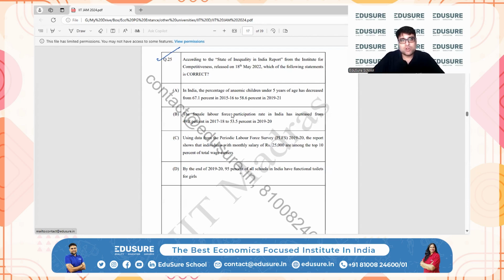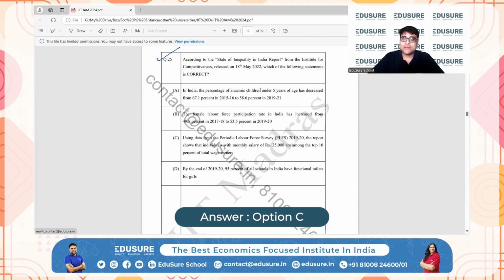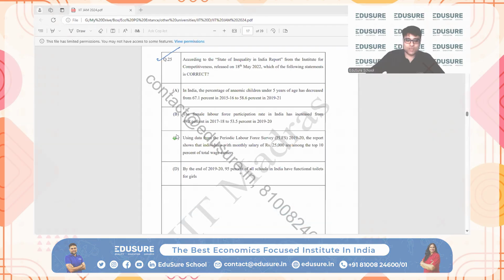Total female labor force participation 53.5%, 49.8. That's insane. That's impossible. Okay. Even the percentage of anemic children, that has increased. It's not decreased. Only option C makes logical sense, and logically you can mark C, which is apparently the correct answer as well. Okay.